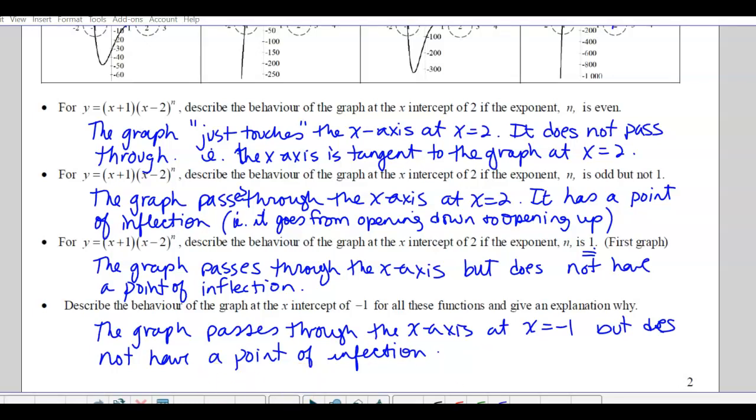Okay, so that's the biggest thing here. We want to look at the degree of the factor. That will tell you the shape of the graph at that particular x-intercept. So if it's an even exponent, it's going to just touch it. If it's an odd greater than 1, then it's going to have a point of inflection, so pass through, but not straight. And if it's equal to 1, it's going to pass through, not have a point of inflection, but be almost like a straight line. It's not actually a straight line, but it's the closest to straight you can get.